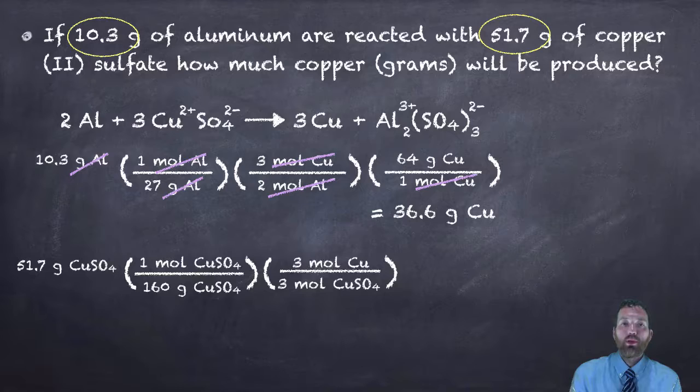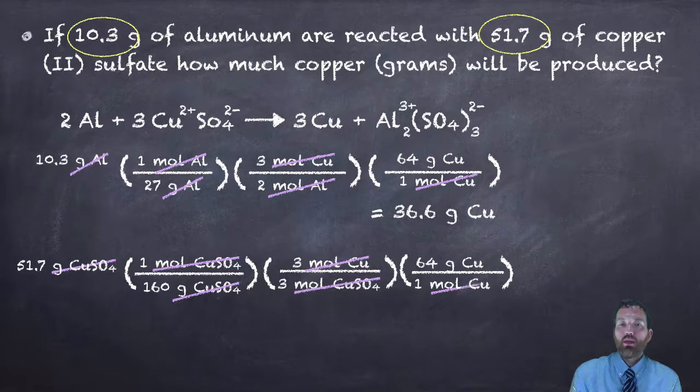Then we do our mole-mole ratio, which is 3 to 3. For every 3 moles of copper, we have 3 moles of copper sulfate. And then our last step is to convert to grams of copper. 1 mole of copper still weighs 64 grams. We'll cross off everything the way we should, above and below. That cancels off. We're left with grams, so I know it's time to go to the calculator. And if you perform this math, you will get 20.7 grams of copper.